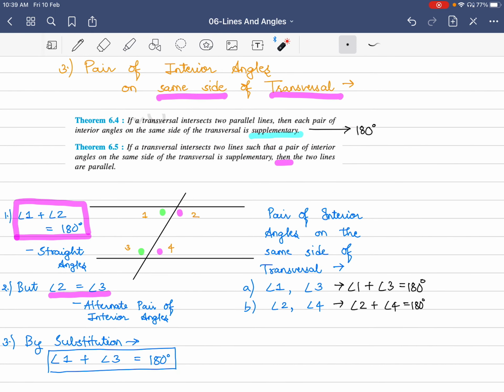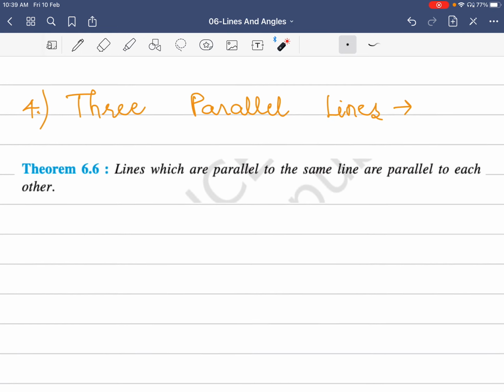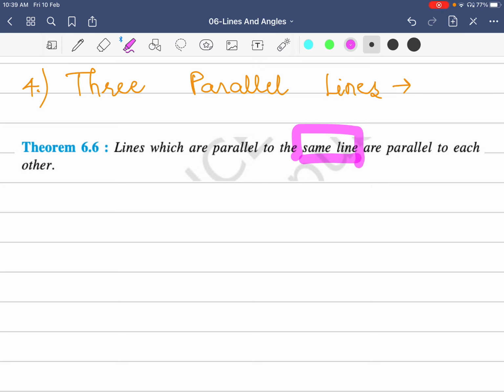So this completes the property of the pair of interior angles on the same side of the transversal, that they are supplementary. Now, one last property that we want to see is called three parallel lines. Now it's quite intuitive and quite simple to understand. First, let's read what the theorem says. The theorem says lines which are parallel to the same line are parallel to each other. What this means visually is, let's say we have line number 1.